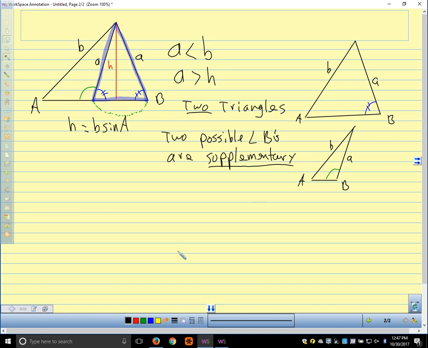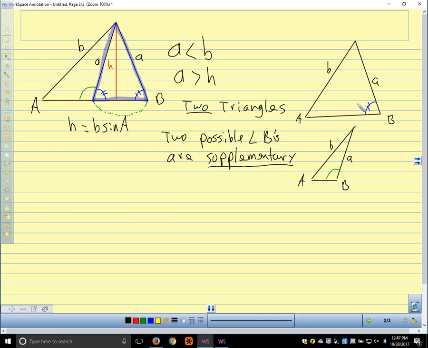So what we have to do when we have the ambiguous case, when a is less than b, but a is bigger than the height, is we would use the law of sines on this triangle, just like we've always done, and find angle B. Once we know this angle B, we can find angle C and we can find side c using the law of sines.